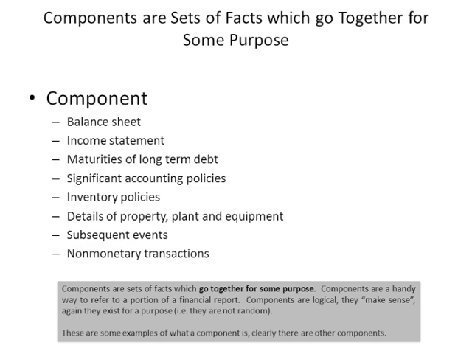I've talked about components before, but I'll do a quick review. Components are sets of facts which go together for some purpose. Components are a handy way to refer to a portion of a financial report. Components are logical, they make sense. Again, they exist for a purpose, they're not random. So here you see some examples of what I mean by component.